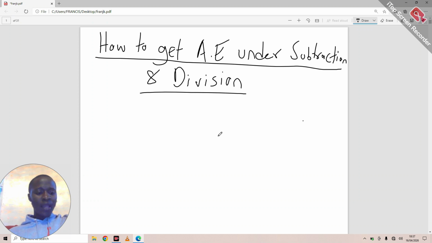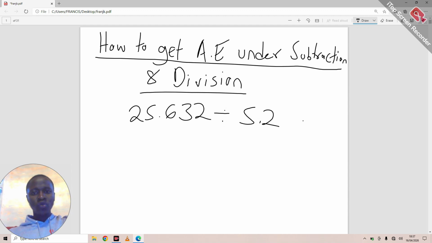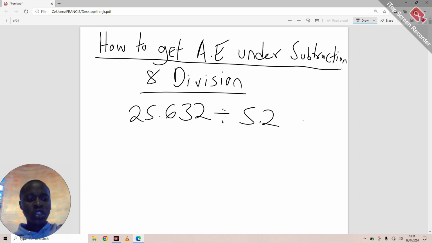Example number 1. Janet divided 25.632 and 5.2. What was her absolute error in division? Now guys, this one is division, totally different from what we were doing in multiplication or maybe in addition. So the procedure will still remain, the arrangement works.